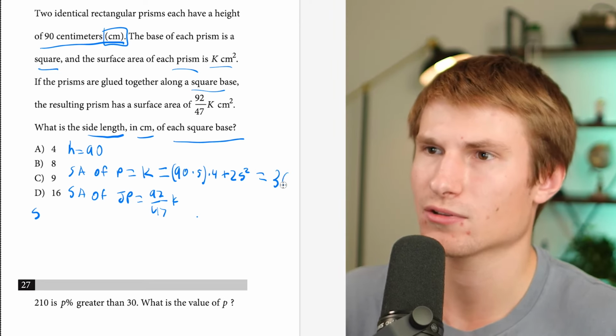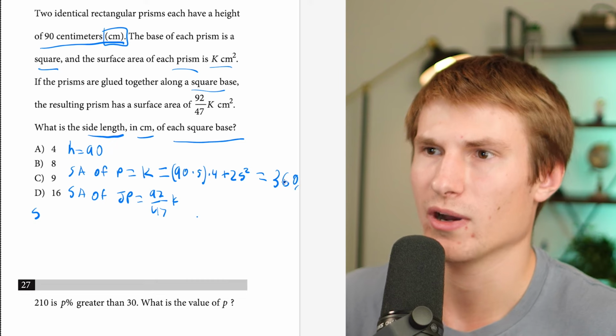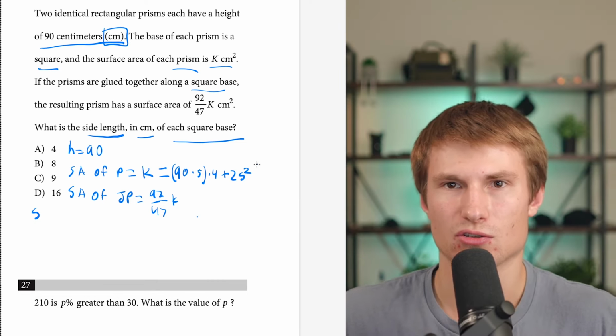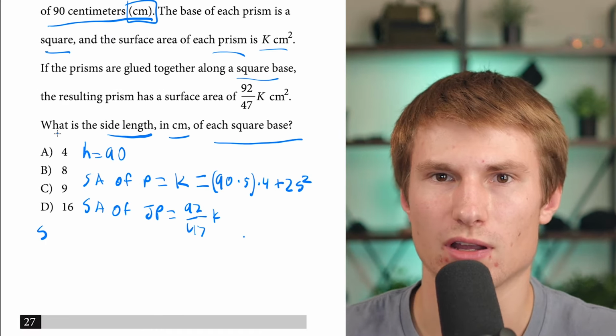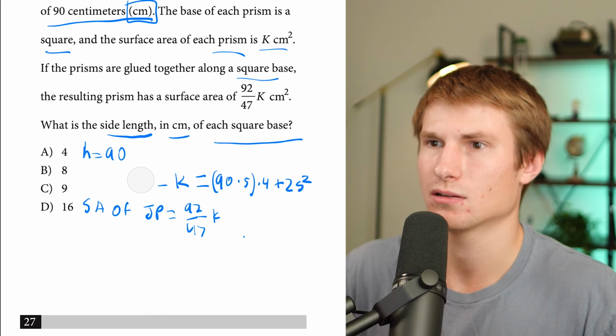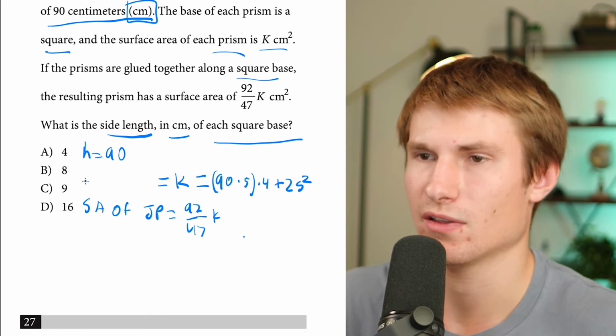90S times 4, 360S now. Oh, I can't write off the page. That's, okay, that's just great. So I'll have to write very small then. Okay, so let me actually just erase SA of P then. And we'll just understand that that's the surface area of P.